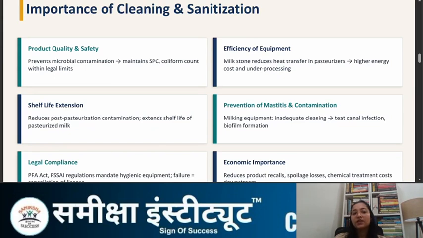Now we are studying the cleaning and sanitization, and the significance of cleaning and sanitization. First, we need to improve the quality and safety of our equipment, to reduce and prevent microbial contamination, to maintain the specific plate count and coliform count within legal limits. We studied these limits yesterday, and today we are studying how we will ensure that there is no microbial contamination after using these equipments.